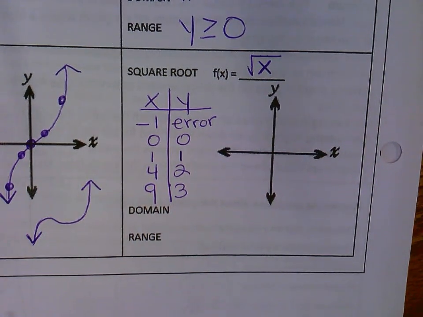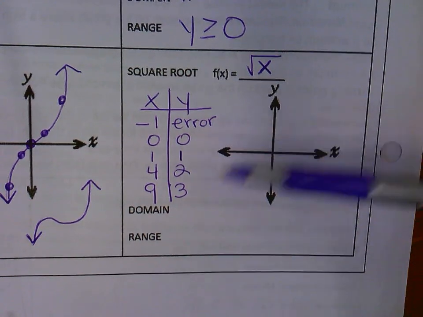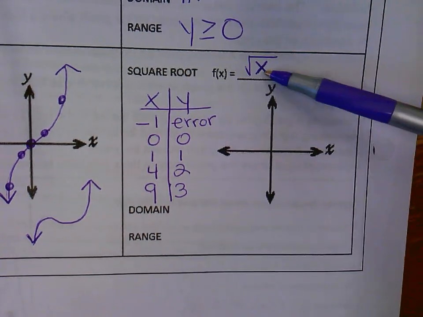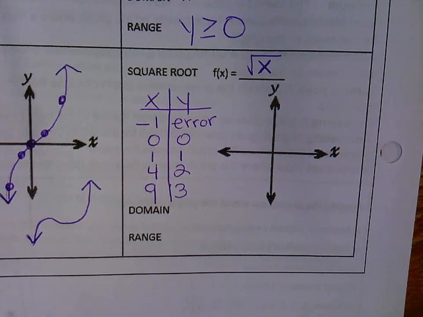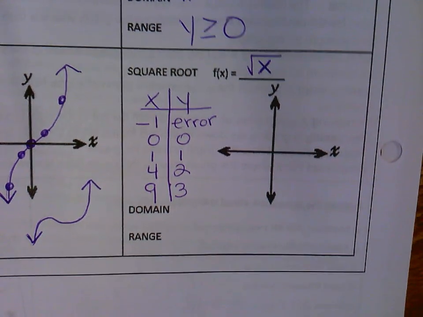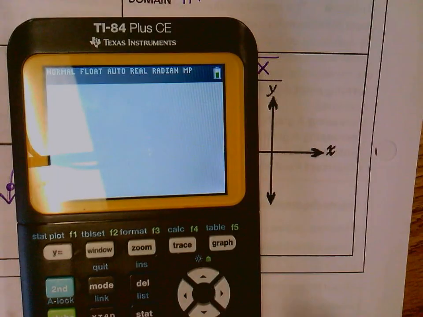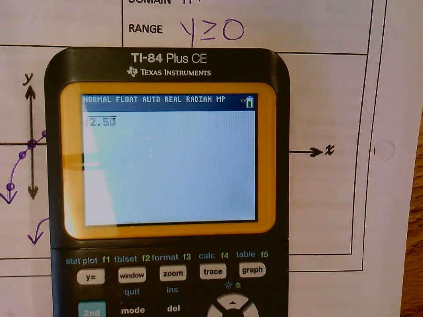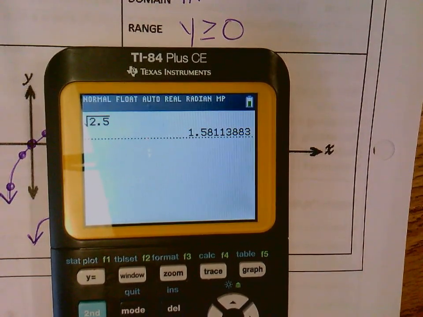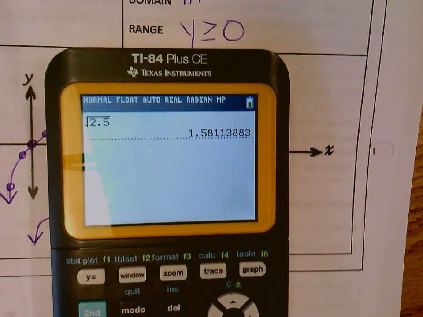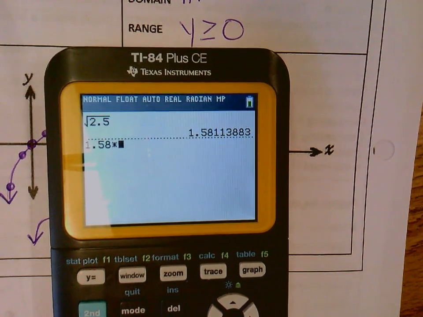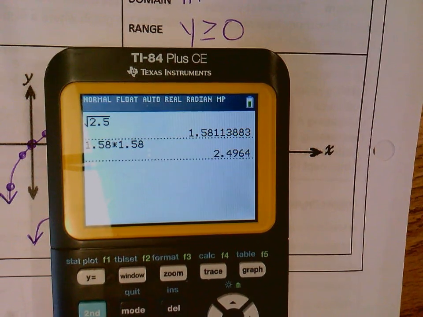Can I take the square root of 2.5? Sure, I could take the square root of 2.5 on my calculator, but it's going to come out as like 1.32 something. I don't know what it is. I couldn't really guess. Let's see. Square root of 2.5. What do you think it is? What times what would give me 2.5? Oh, 1.58. So if I did 1.58 times 1.58, I would get close to 2.5.